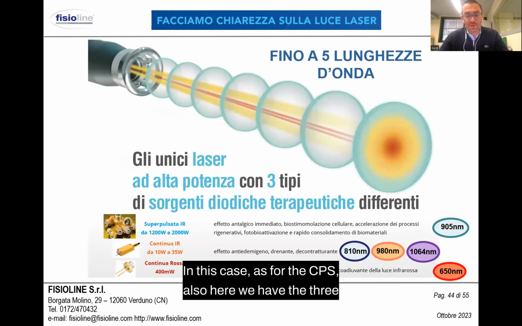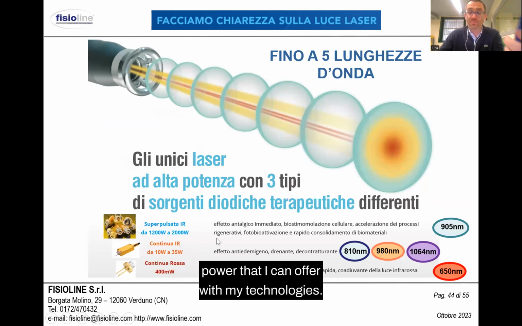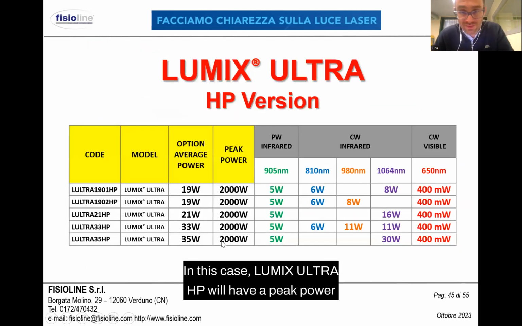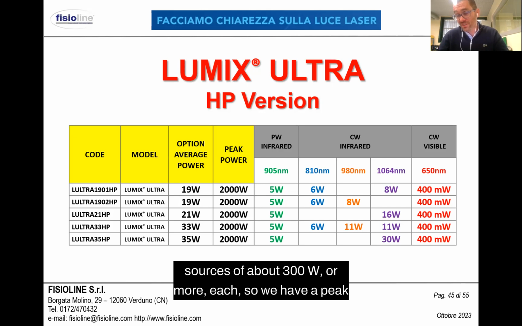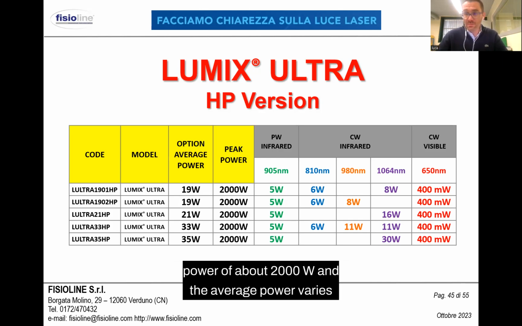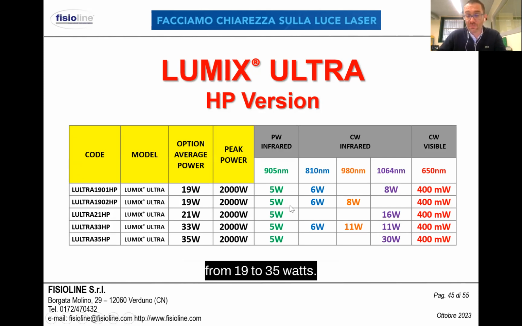In this case, as for the CPS, also here we have the three types of diode sources with the various wavelengths. It will change substantially the average power and the peak power that I can offer with my technologies. In this case, Lumix Ultra HP will have a peak power of up to 2000 W, because we are going to mount 6 pulsed sources of about 300 W, or more, each. So we have a peak power of about 2000 W and the average power varies from 19 to 35 watts.